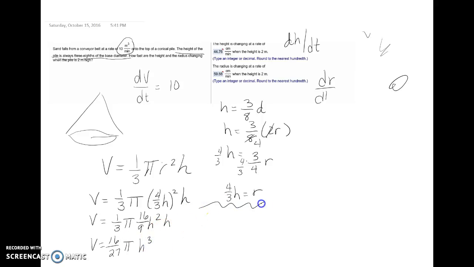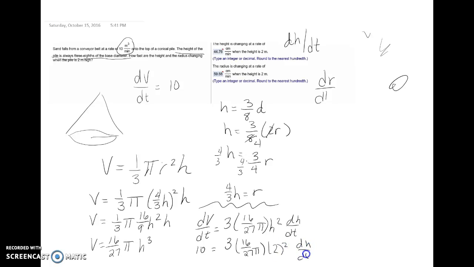So now taking our derivative, on the left-hand side we'd have dV/dt equals 3 times 16/27 pi h squared dh/dt. Okay, so dh/dt is what we're looking for. So for the dV/dt, we're going to plug in 10. And we have 3 times 16/27 pi. And for h, it says when the height is 2 meters high. So we'll plug in 2 for h.